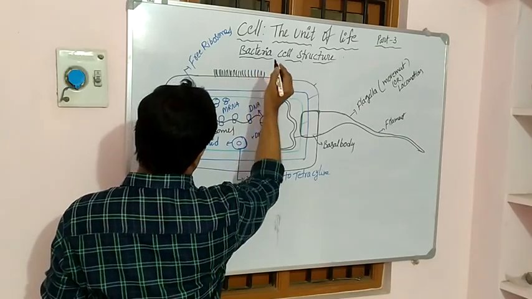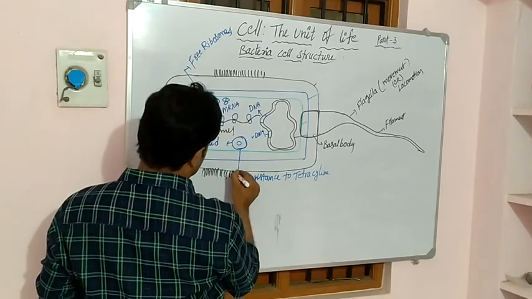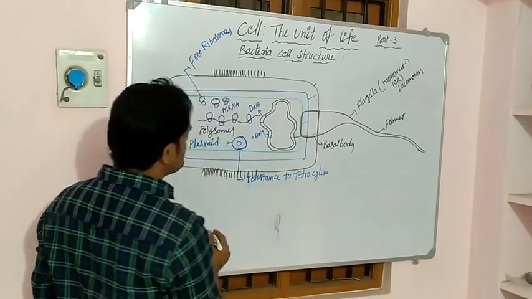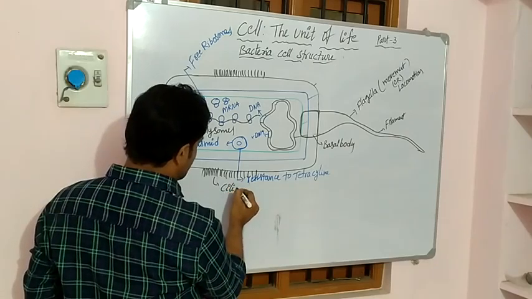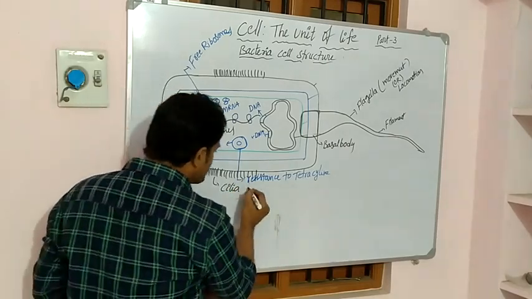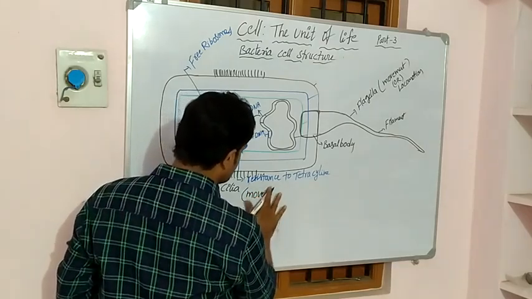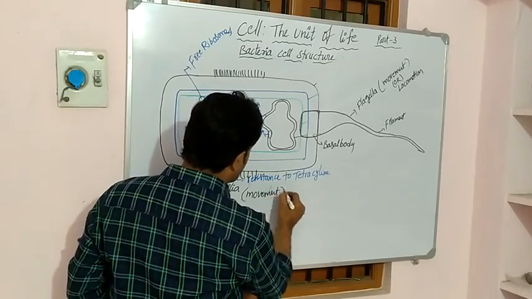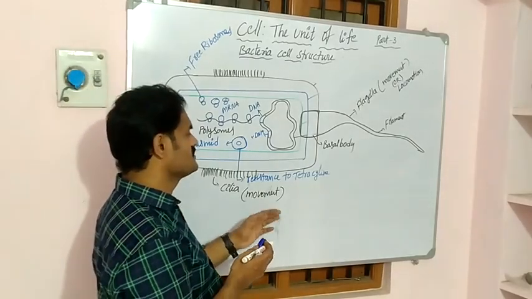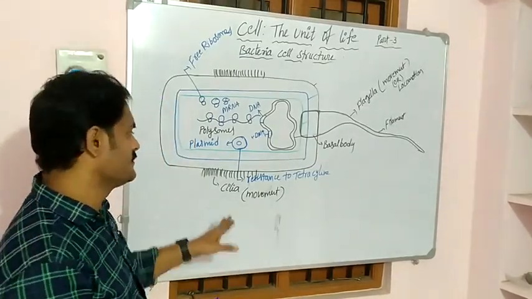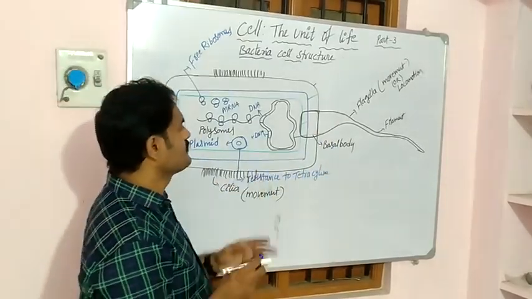Also, around the bacteria, it has some tiny hair-like projections. These tiny hair-like projections are called cilia. So the cilia are also helpful for movement of bacteria. Which organs are helpful for movement of bacteria? Cilia and flagella. Remember that, cilia and flagella.